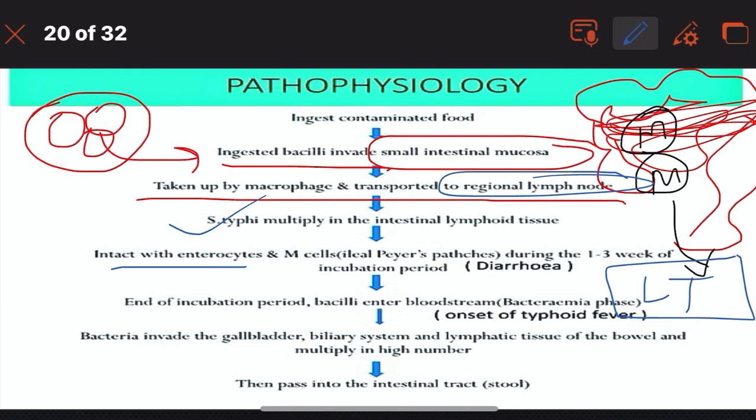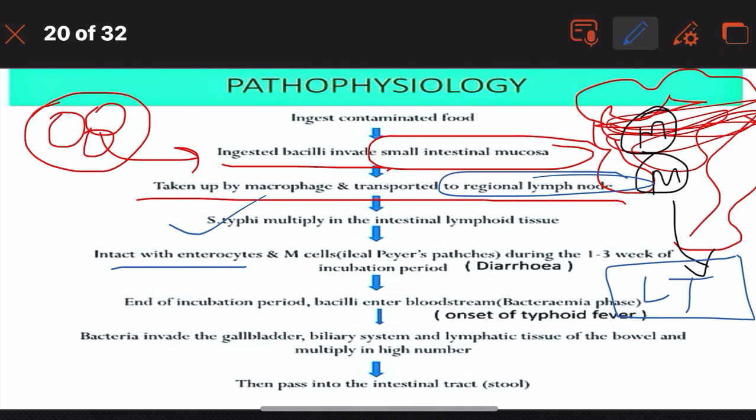And then what happens? All of this occurs during the 1 to 3 weeks of the incubation period. Since the mucosa is being affected here, the patient presents with diarrhea, and then at the end of the incubation period, the bacilli will enter the bloodstream. And then this is the bacteremia phase. When the bacteria enter the blood, it causes bacteremia, and after the end of the incubation period, the bacteremia phase starts. Once the bacilli enter the bloodstream, the patient starts presenting with an increase in body temperature, which is the onset of typhoid fever.